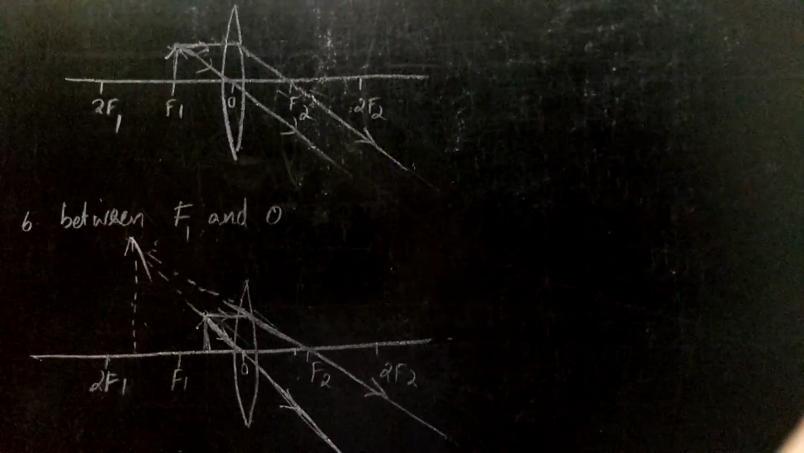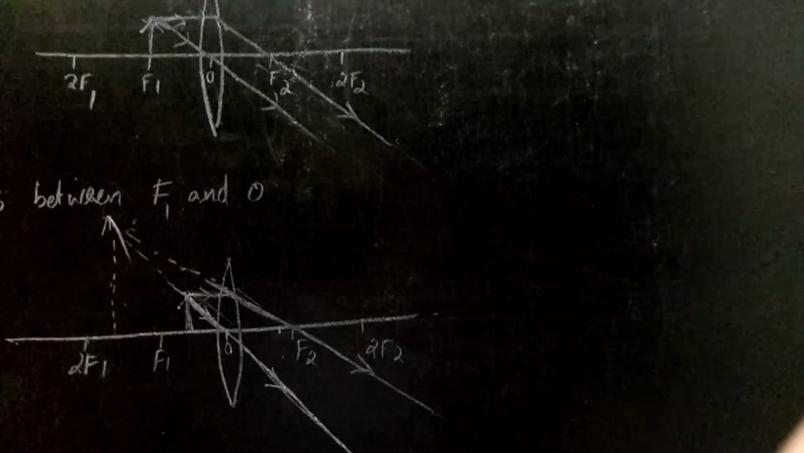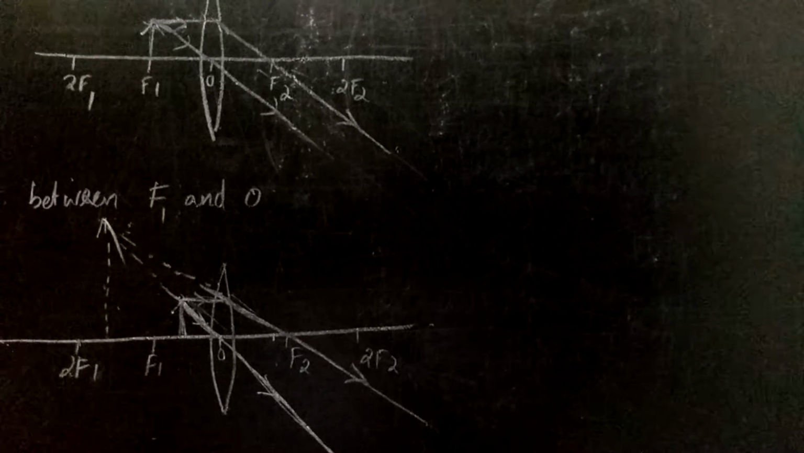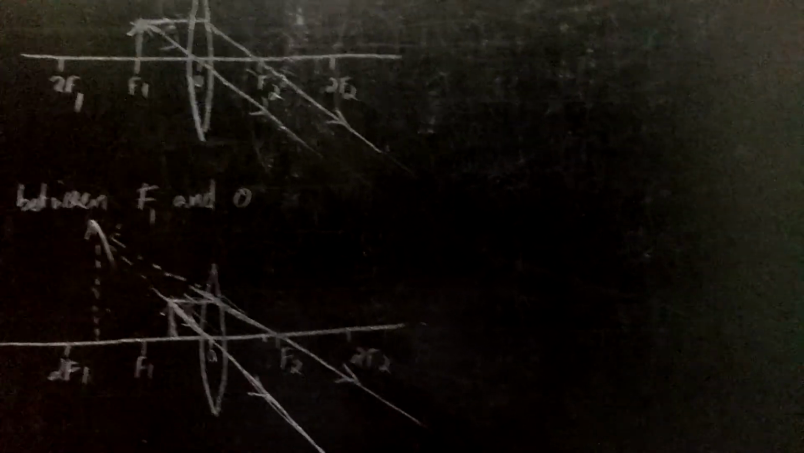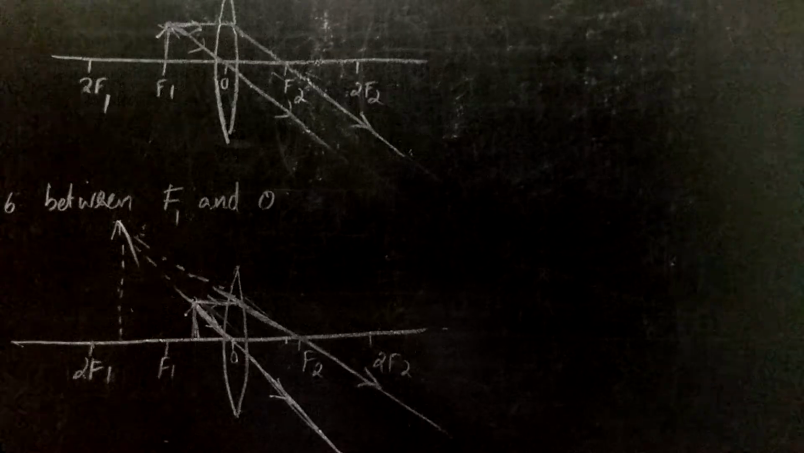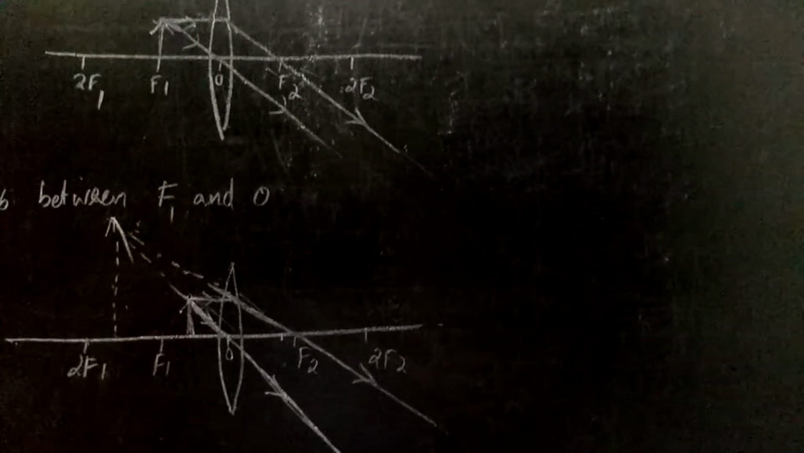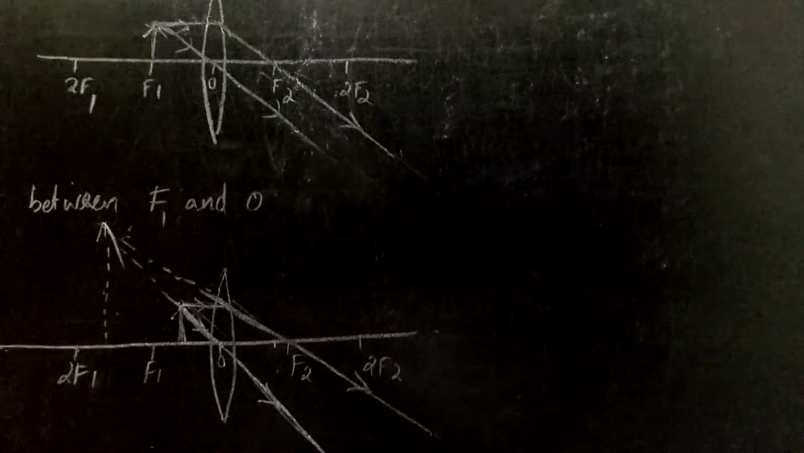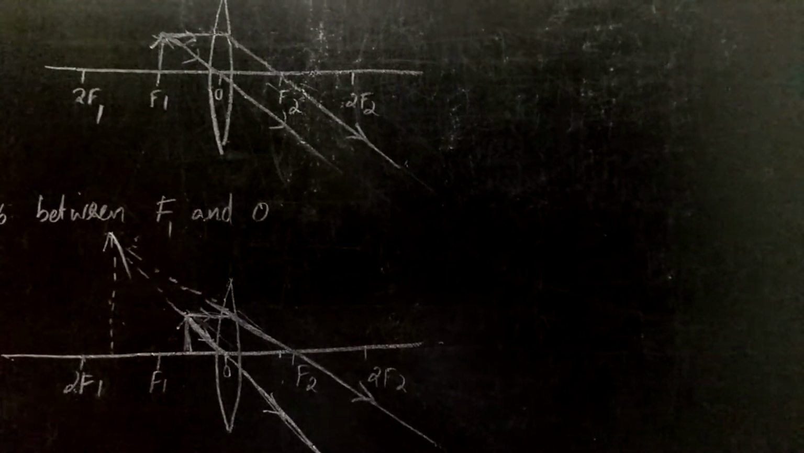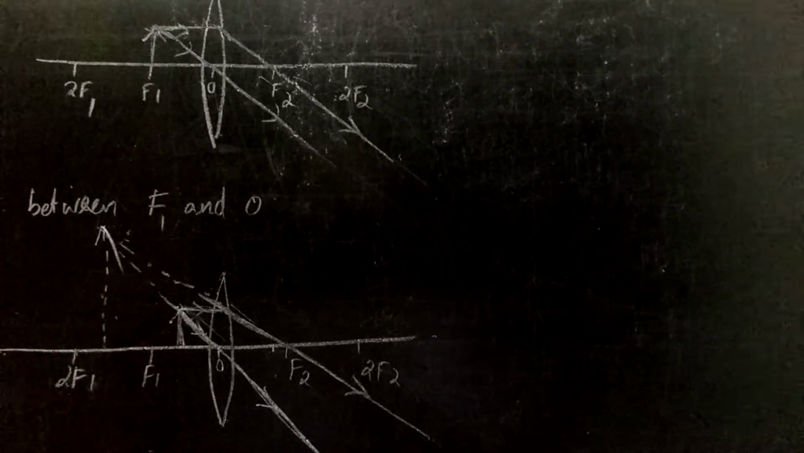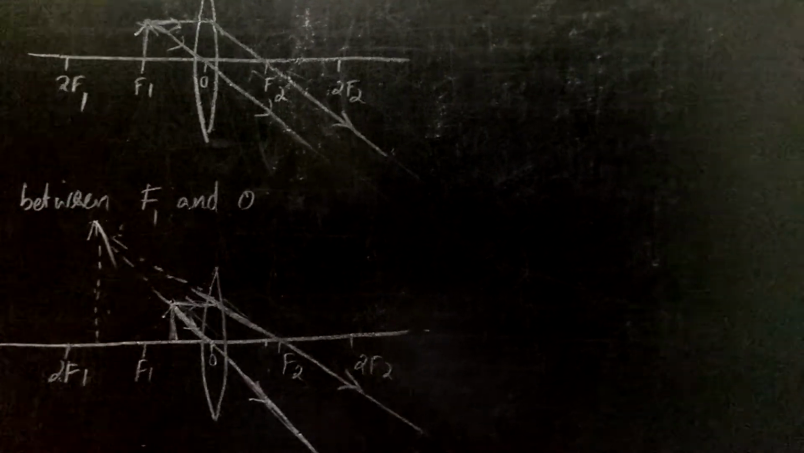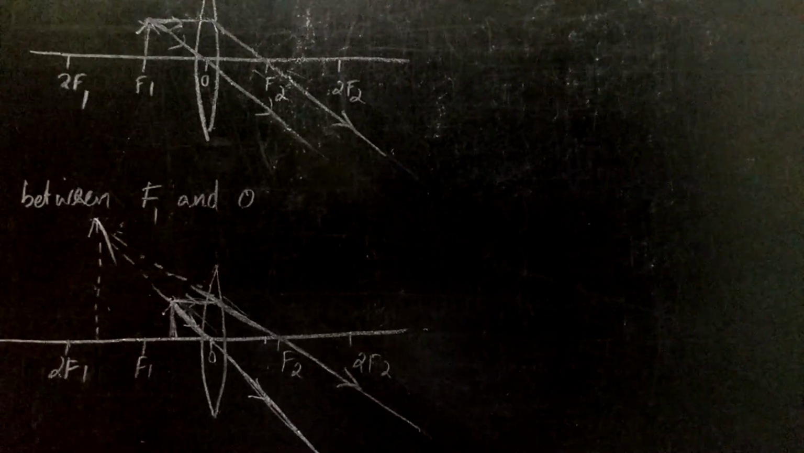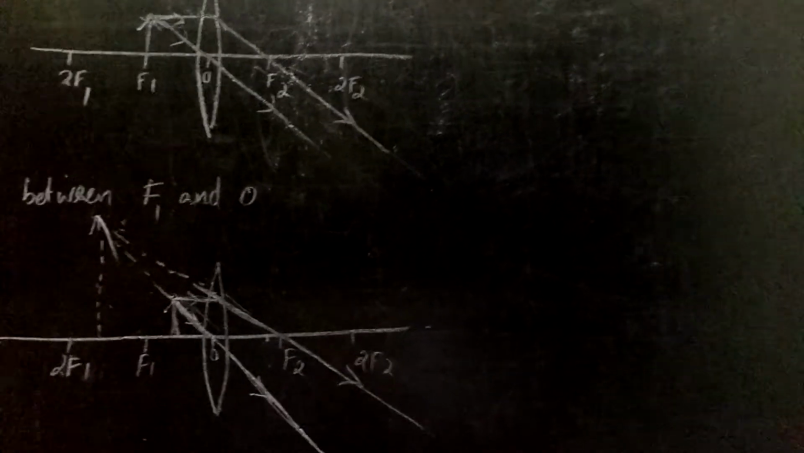virtual, erect and enlarged. You know the magnifying glass, watch repairers use a magnifying glass to see the minute parts of the watches, isn't it? So when they keep the magnifying glass on their eye, it will produce a virtual, erect and enlarged image on the same side. So they can see the minute parts of the watches very clearly. Is it clear? So this diagram represents how watch repairers use a convex lens or magnifying glass to see the parts of the watches.